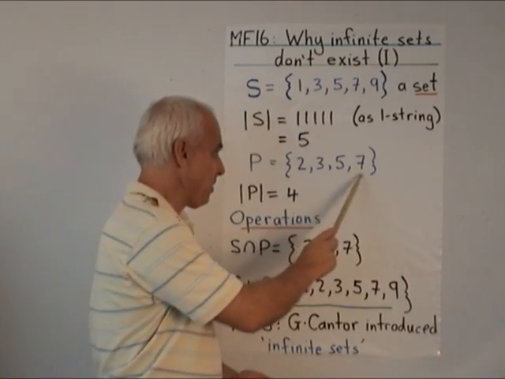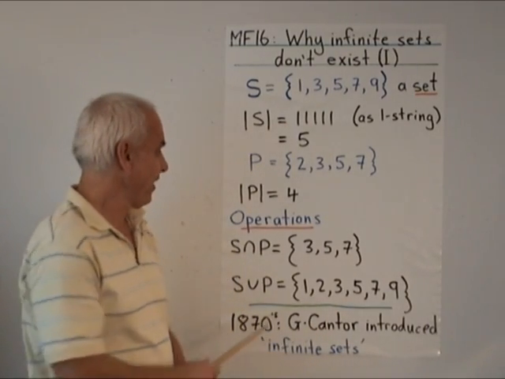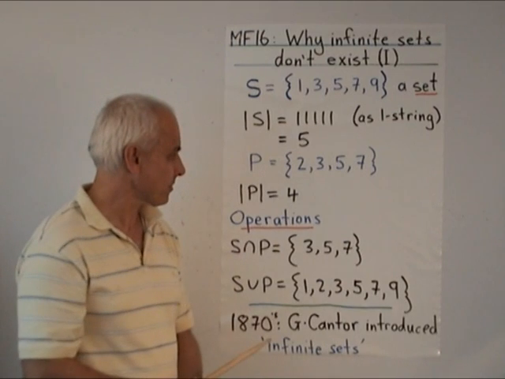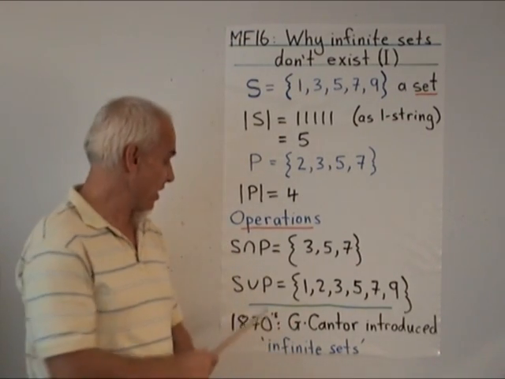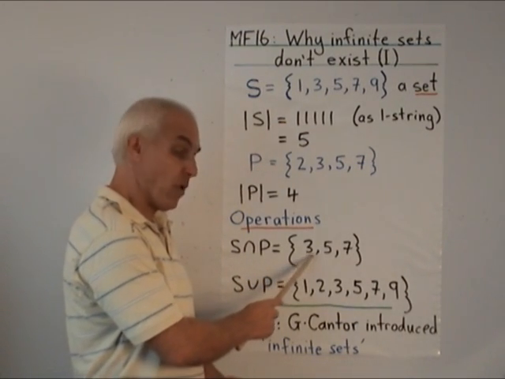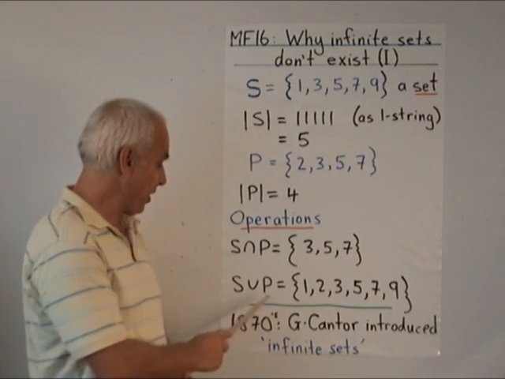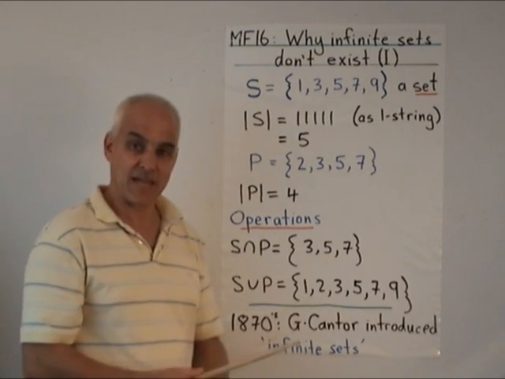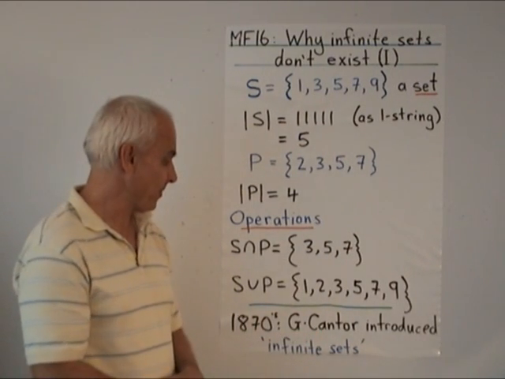Here's another set, P, which consists of the prime numbers less than 10. Its size is 4. There are two fundamental things we can do with sets. We can take their intersection, that is, create a new set which consists of those elements which are common to both sets. Or we can create the union, which is the set of elements which are either in one set or in another.